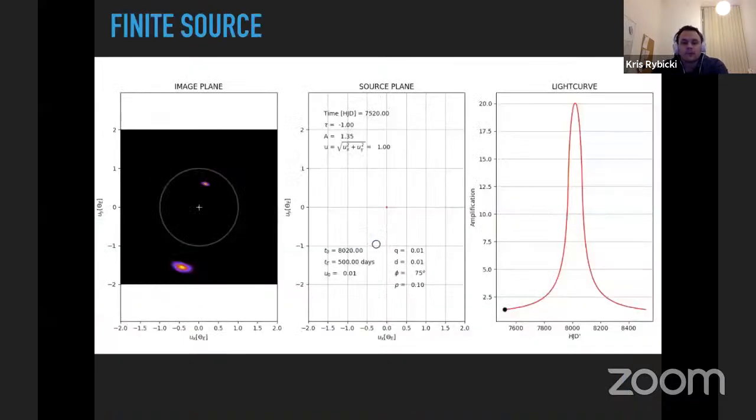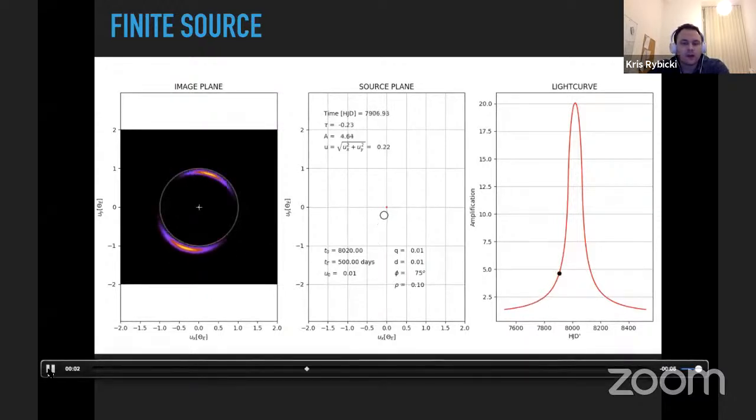So the thing that stands out the most in this particular event is the shape of the light curve. We do have this additional feature I've been talking about before. Look at the middle panel, where the red dot is the lens and the open circle is the source. In this case, we not only have a very close passage of the source and the lens in projected separation, but we actually have the lens transiting in front of the source disk.